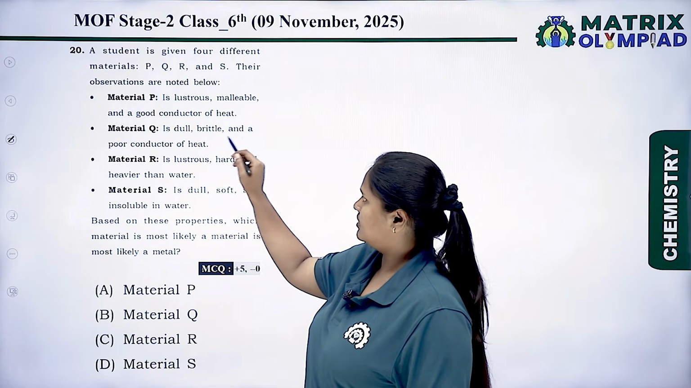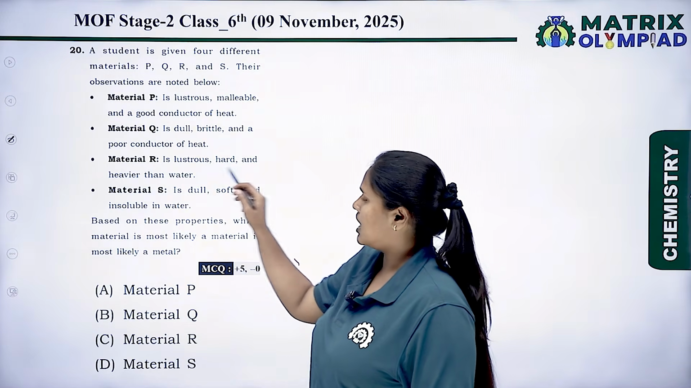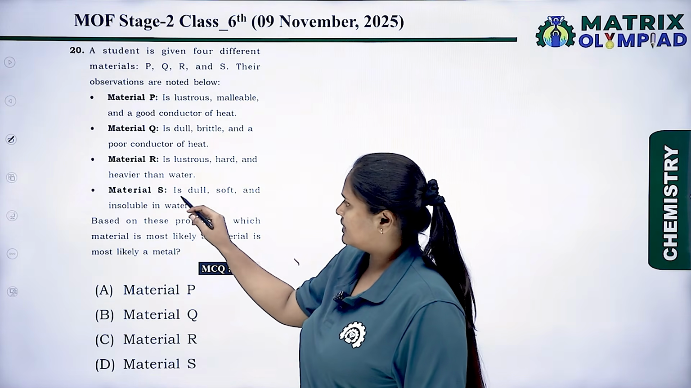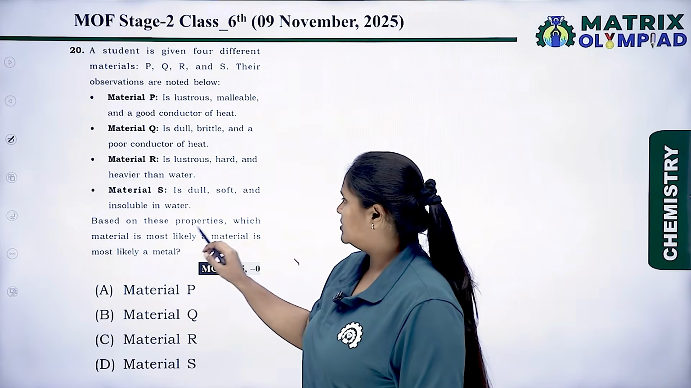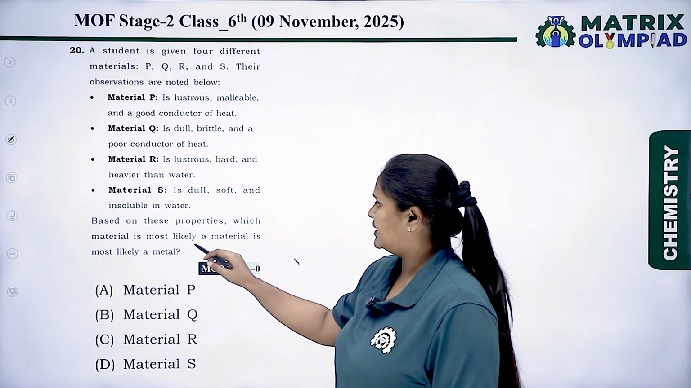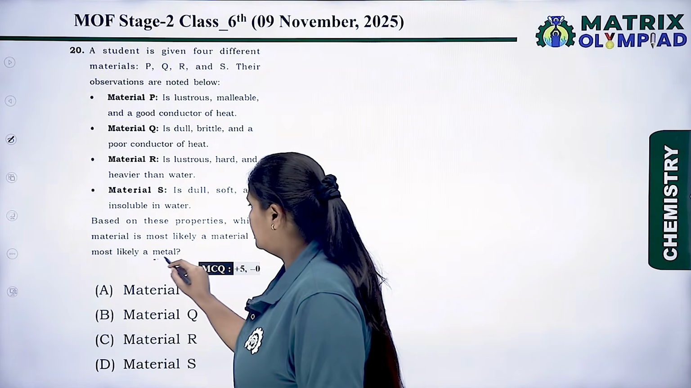Material Q is dull, brittle and a poor conductor of heat. Material R is lustrous, hard and heavier than water. Material S is dull, soft and insoluble in water. Based on these properties, which material is most likely a metal?